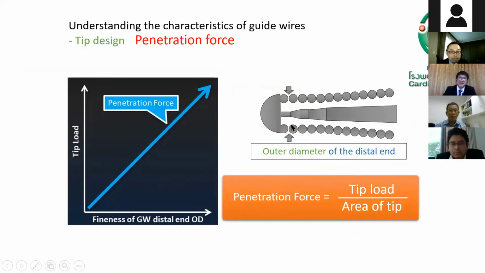Even though the Gaia wire has a low tip load, less than the Conquest wire, it has a higher penetration force than the Conquest wire. Why is that? Because penetration force is the tip load divided by the area of the tip. If you have the same tip load but another wire has a smaller tip shape, that guide wire has more penetration force.